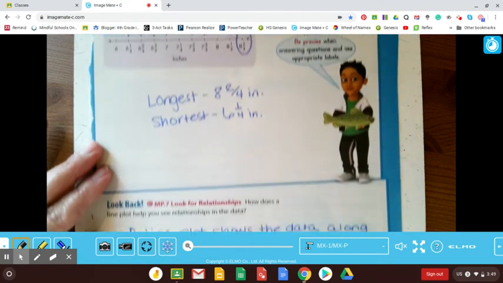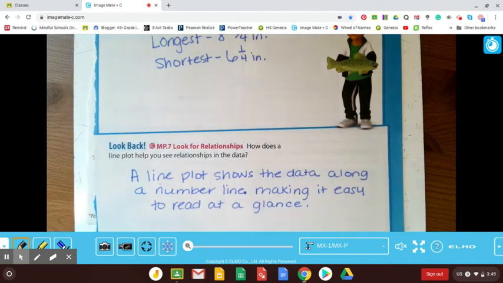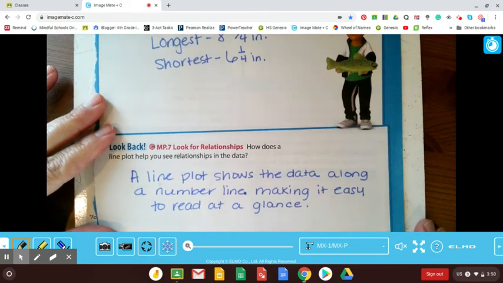Let's take a look at the very bottom of the page. How does a line plot help us see relationships in data? It's actually very simple. A line plot is just a way to make it easier for us to read information, and it makes it easy for us to read at a glance. You should have that written down on your paper. You can pause the video if I'm moving too fast.